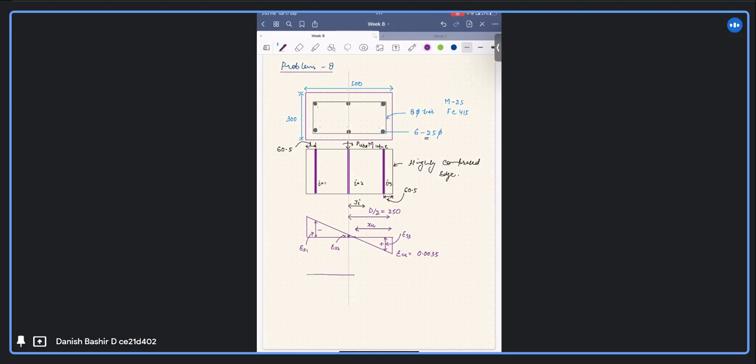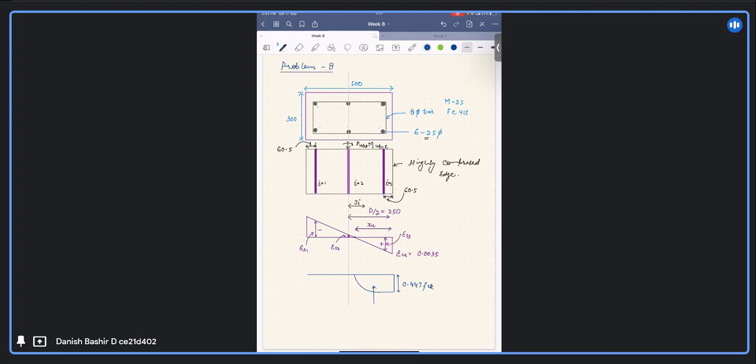Strain and the corresponding stress block. Let me draw the corresponding stress block quickly. The corresponding stress block will be like this. The neutral axis is this point, so we will have joining from this point. It will be 0.447 fck, rectangular for some part, and after that parabolic up to this point. This will be our compression force acting somewhere.